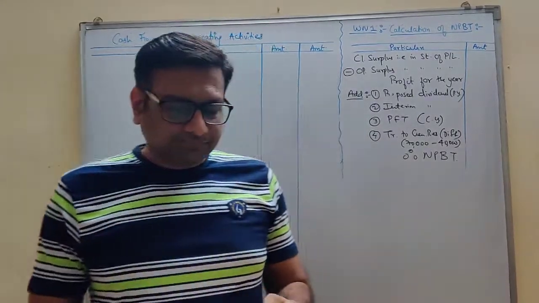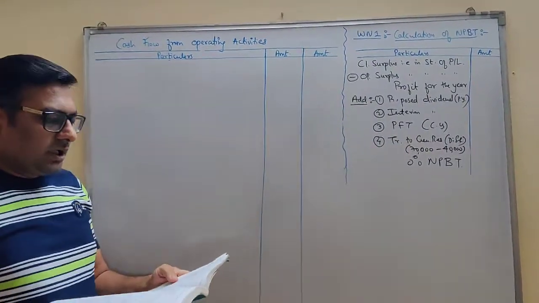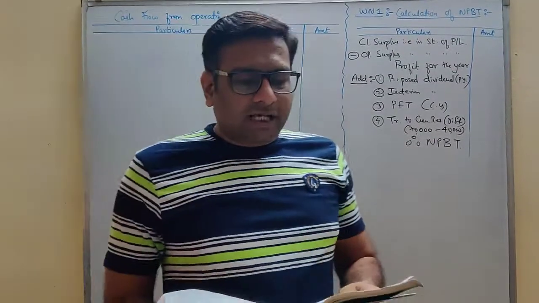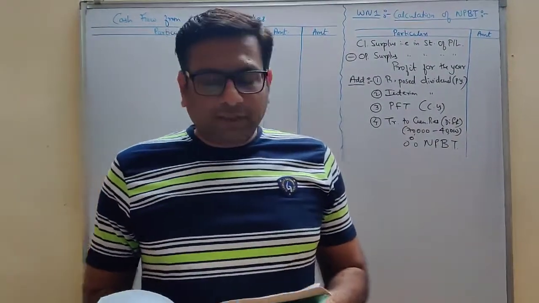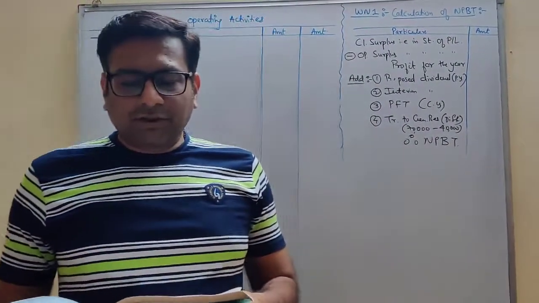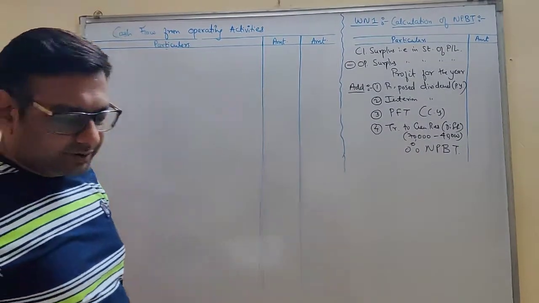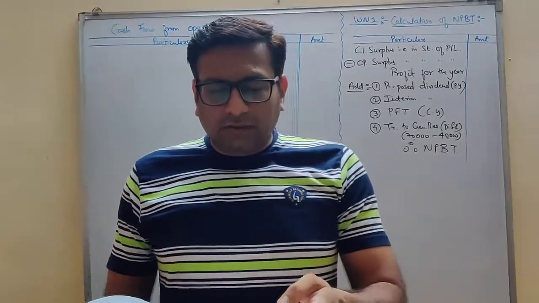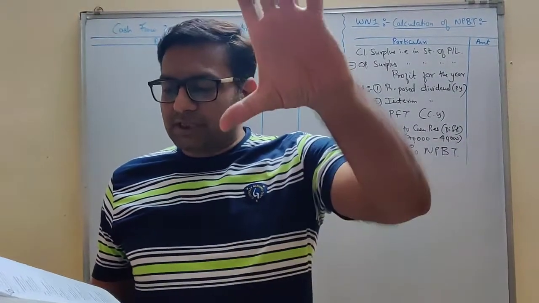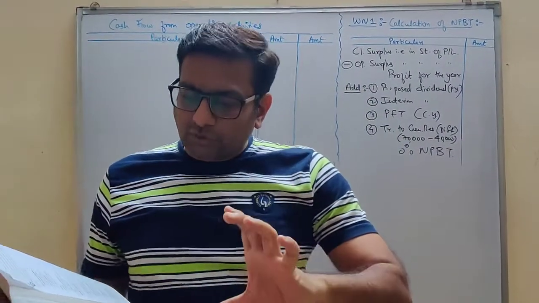Let's continue. Now, the question says calculate operating profit before working capital changes from the following info. But we are going to solve the entire operating activity. You can see in the question they have given us a balance sheet. Below it they have given notes to account.